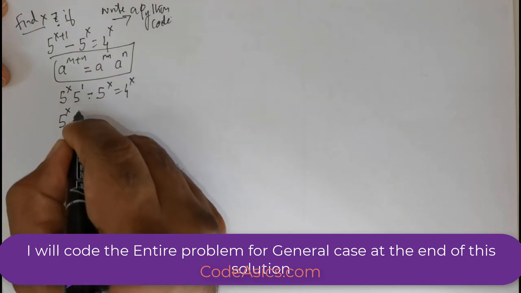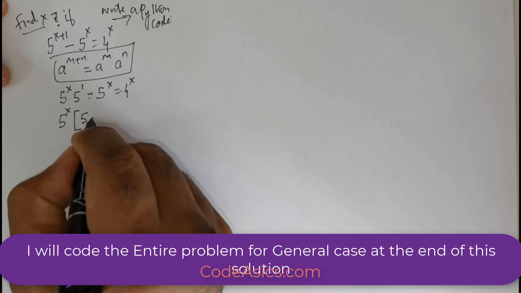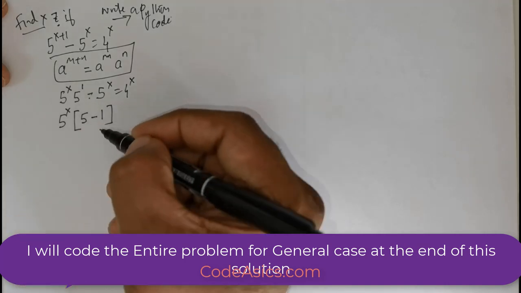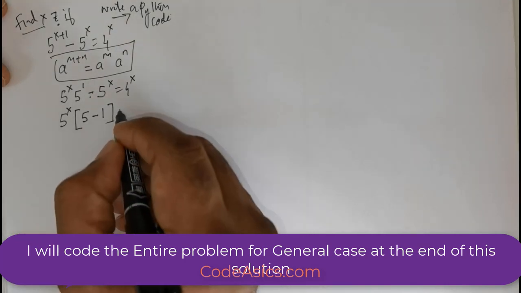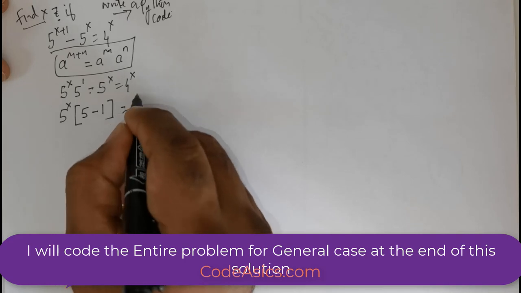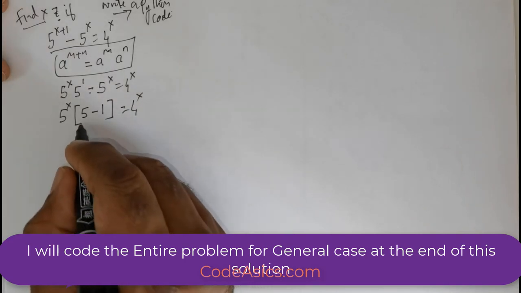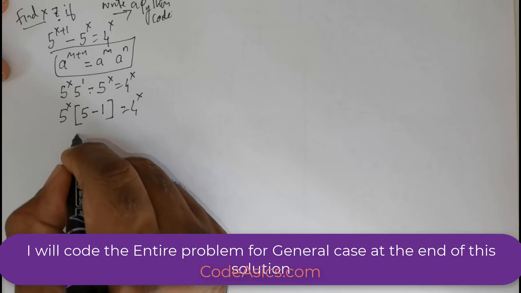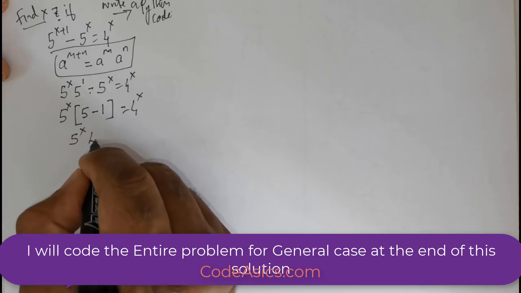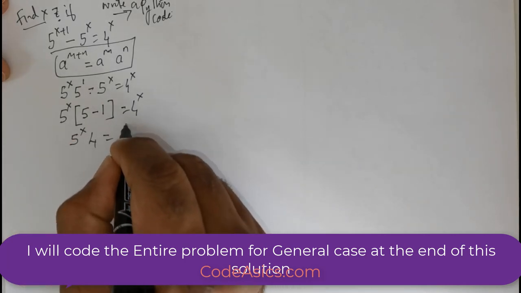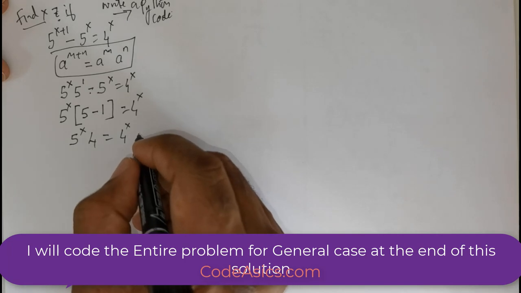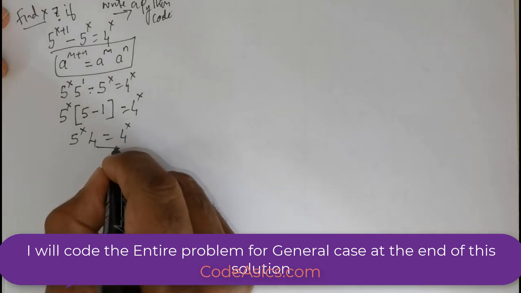minus 5 raised to the power of x is equal to 4 raised to the power of x. I take 5 raised to the power of x out, I get 5 minus 1 is equal to 4 raised to the power of x. Now 5 minus 1 will give me 4. So I got 5 raised to the power of x multiplied with 4 is equal to 4 raised to the power of x.